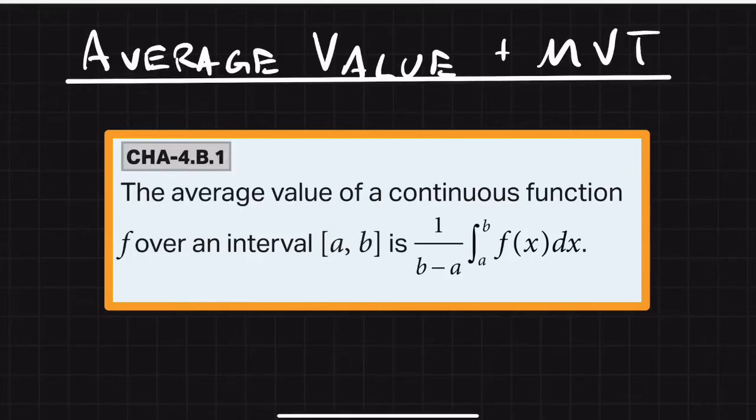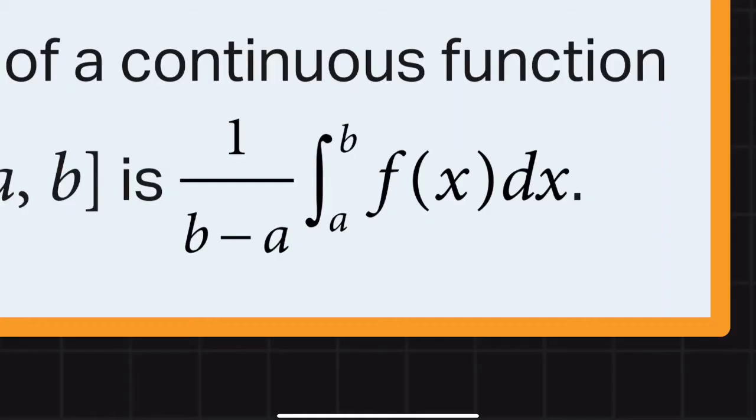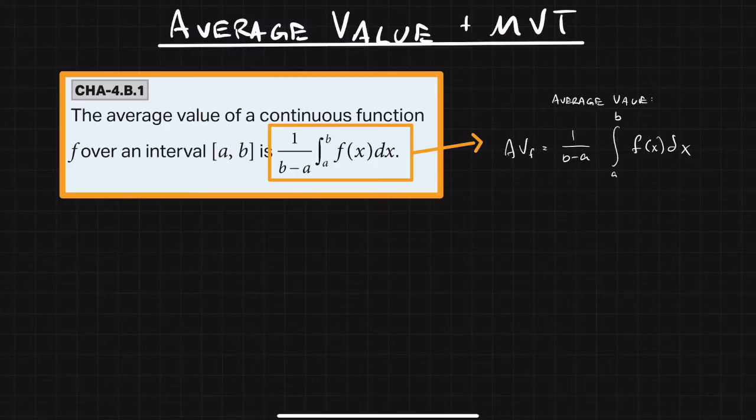In this video, we'll look at average value, and we'll also revisit the mean value theorem and learn how to apply that to integrals. The AP standard for today is CHA-4.B.1, and it says that the average value of a continuous function f over an interval a to b, and this is the formula that we're going to use for the average value. So make sure to write that formula in your notes.